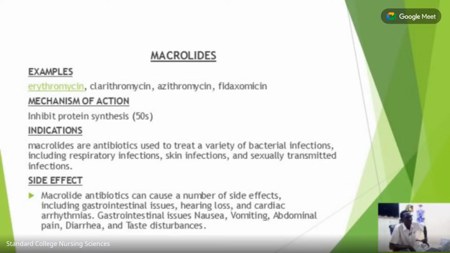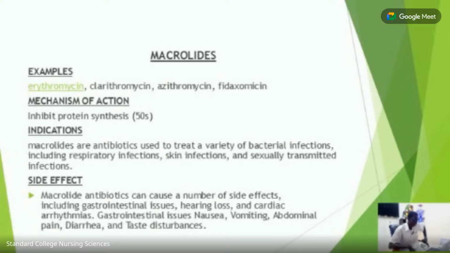Then the side effects now, the general side effects of macrolides. One, we have gastrointestinal issues. What do you mean by gastrointestinal issues? It could be nausea, vomiting, diarrhea, constipation even. They are all gastrointestinal issues. These are the issues related to your GIT, which could bring indigestion, could bring out malabsorption, or could bring about food not moving freely within your digestive tract.